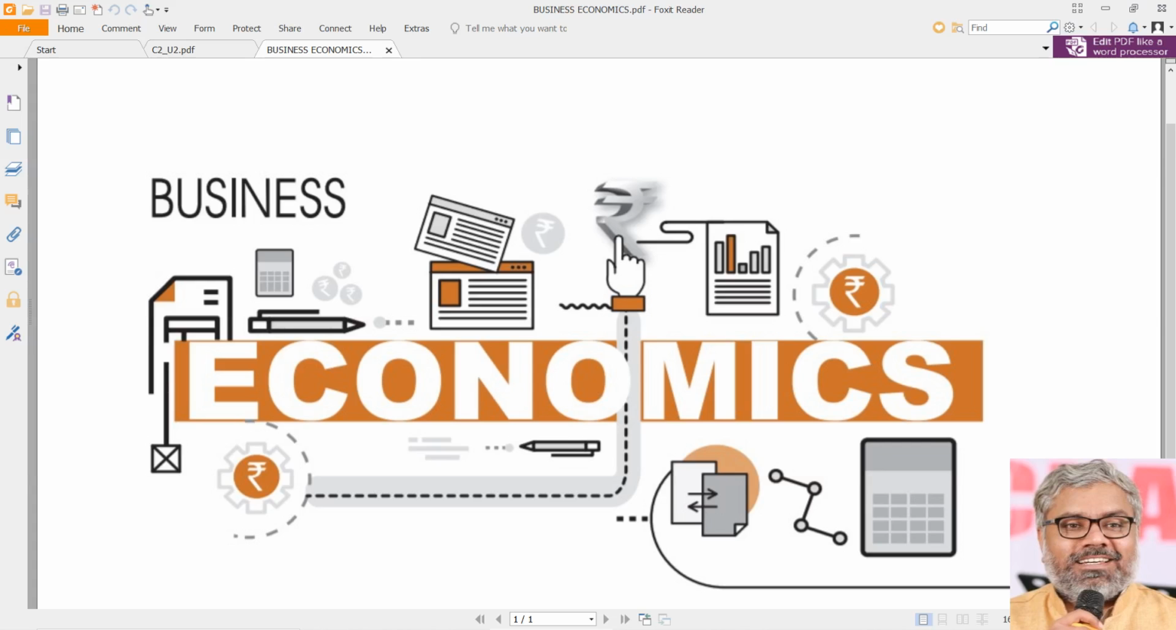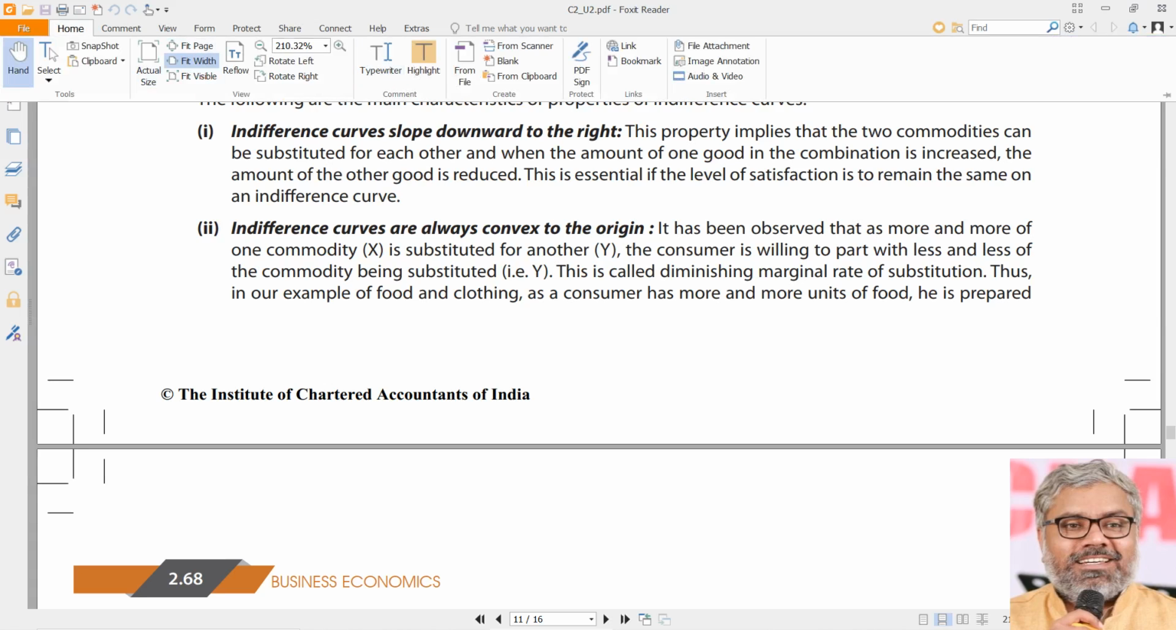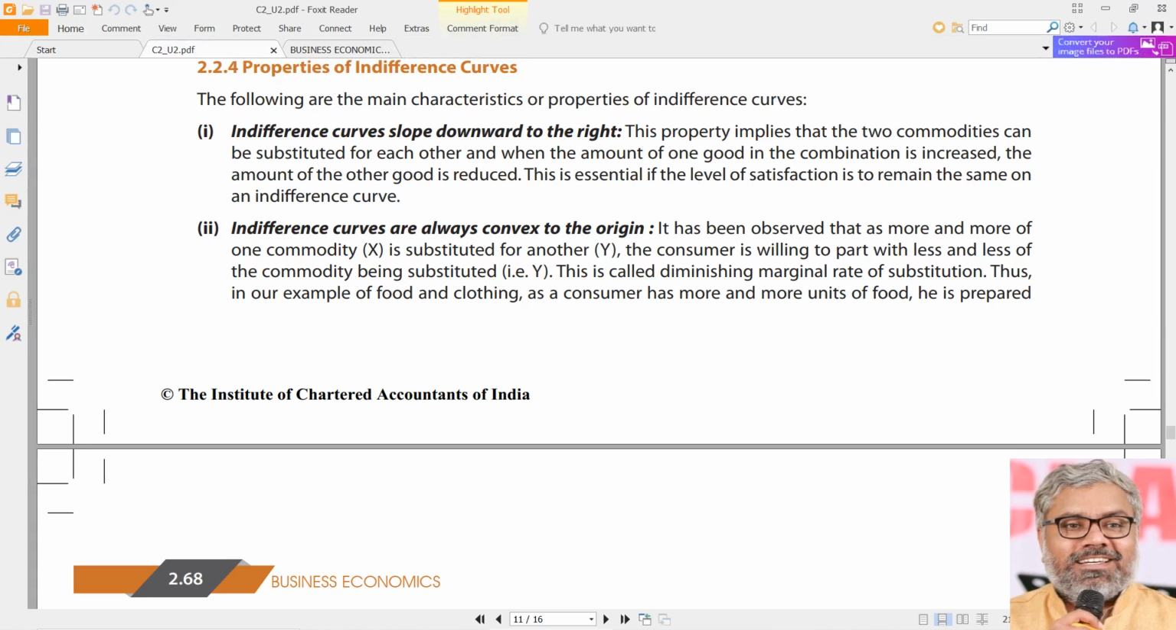Now let us continue the discussion with understanding more about indifference curves, about their nature. So what are the properties of indifference curves? There are many properties of indifference curves, but each of them has a reason, each of them has a logic, and a reason why these properties of indifference curves exist. Let us examine that. First property is that the indifference curves slope downward to the right. Once again, in general, they slope downward to the right.